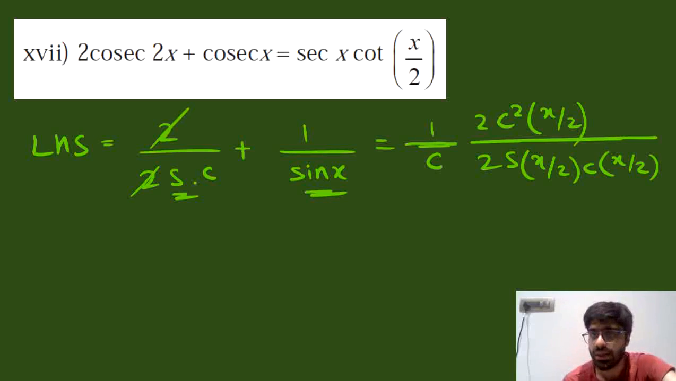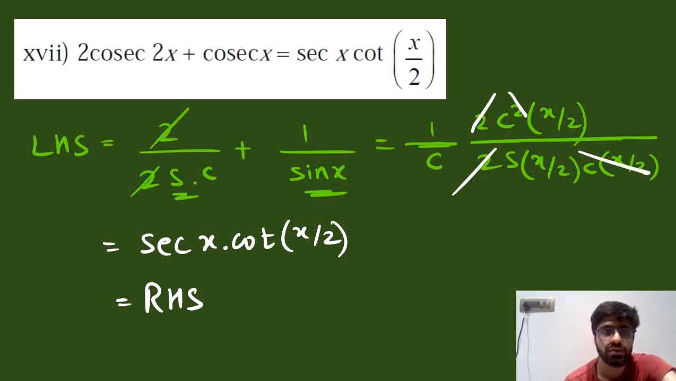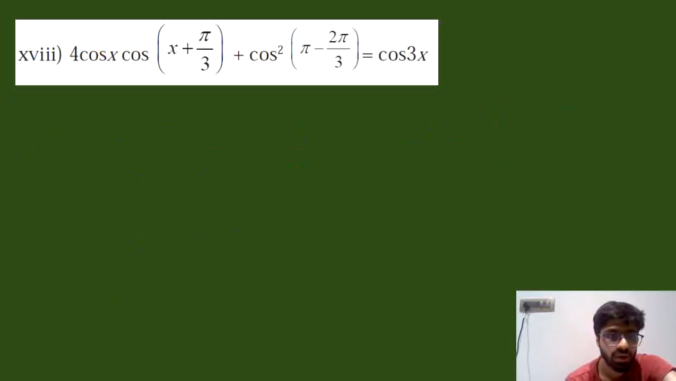So let's take this 2 which gets cancelled. 1 cos x by 2 gets cancelled in the numerator and denominator. So we are left with cos x by 2 upon sin x by 2, which is equal to cot x by 2. That's the second term. And the first term is 1 upon cos theta, which is equal to sec theta. In this case, sec x. And yeah, that's how we are having our right hand side. And that's how we are proving our 17th question.